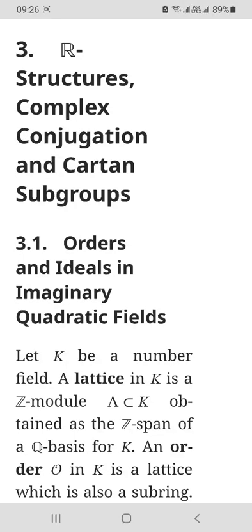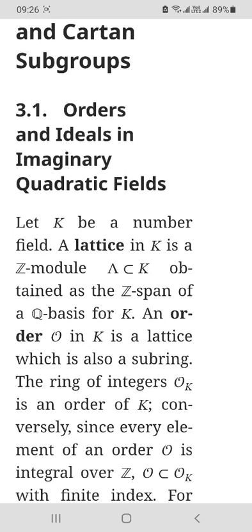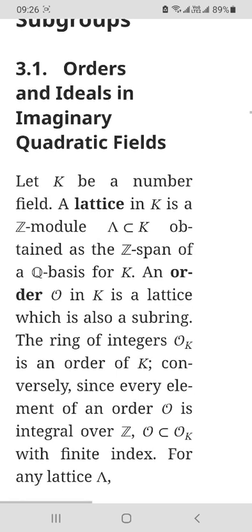Everyone, today I will talk about R structures, complex conjugation, and Cartan subgroups. This is the paper authored by Pete Clark, titled Elliptic Curves over Real Number Fields. I will read to you section 3.1, orders and ideals in imaginary quadratic fields.